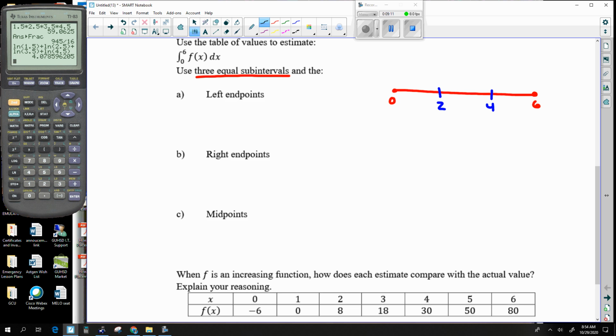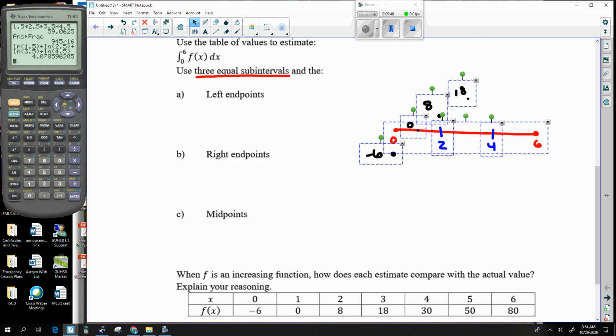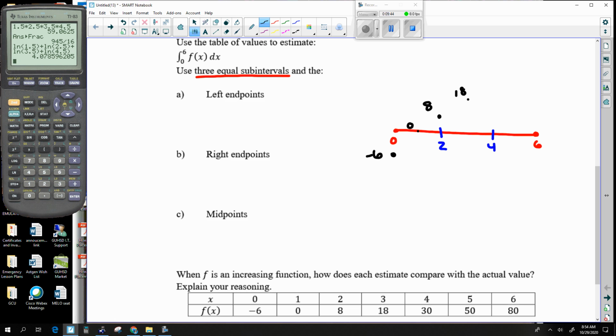All right, so getting a rough idea of what this looks like: 0 has a value of -6, 1 has a value of 0, 2 has a value of 8, 3 has a value of 18, 4 has a value of 30, again, this is obviously not drawn to scale, 5 has a value of 50, and 6 has a value of 80.